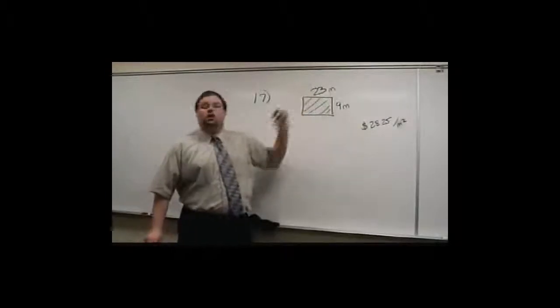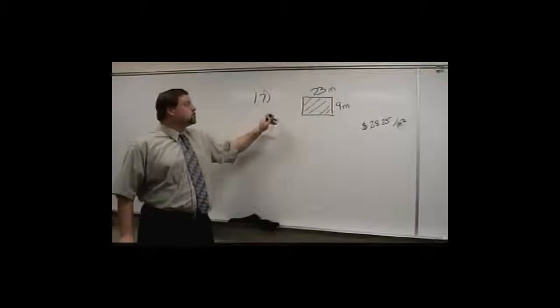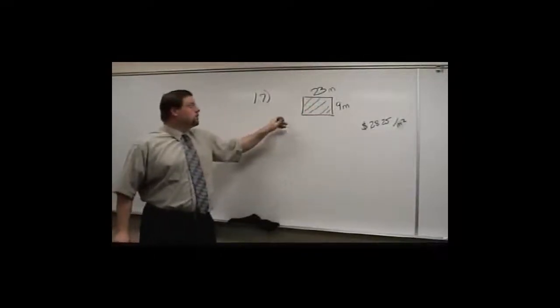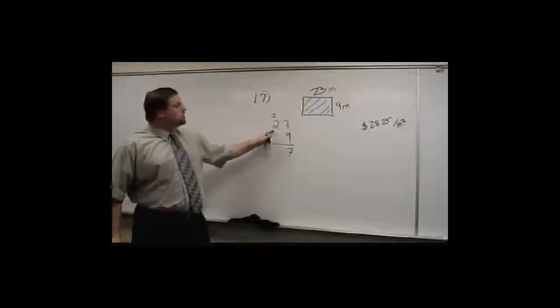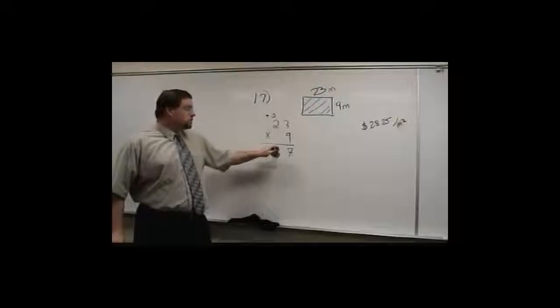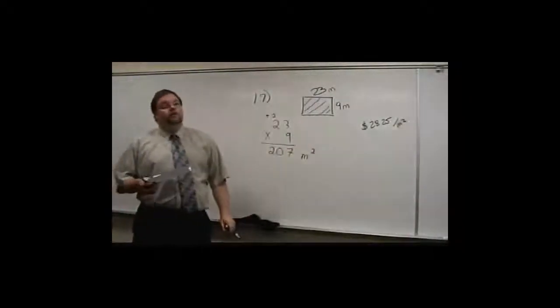So I'm going to first start by finding the area of this rectangle. And that's very easy, just do length times width. So 23 times 9, 3 times 9 is 27, carry my 2. 9 times 2 is 18 plus 2, that's 20, so it's 207 square meters. That's the area of the room.